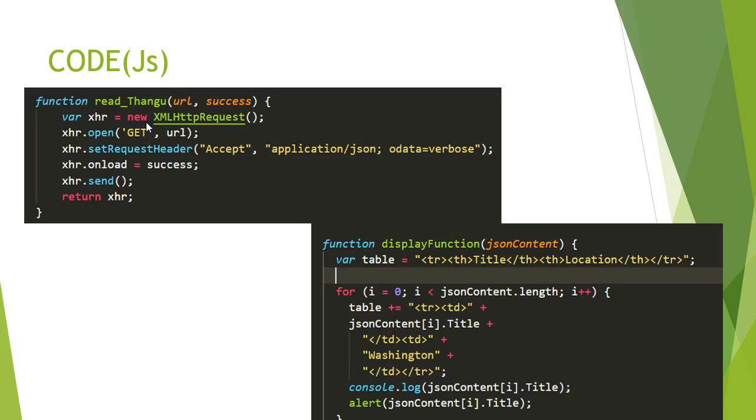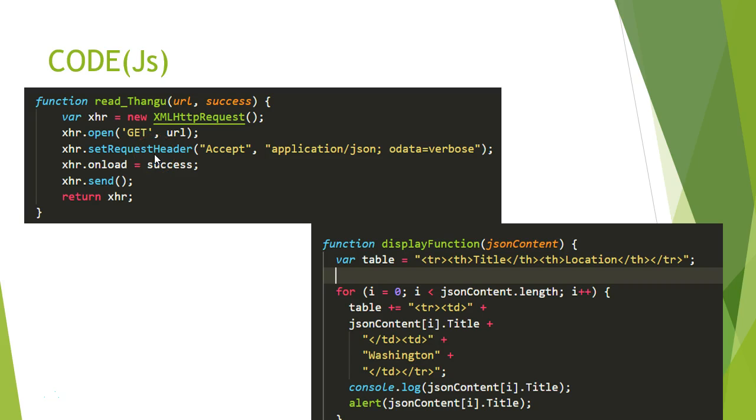Looking at the JavaScript code. So in the JavaScript code, we are going to create a new XML HTTP request. I am going to read the REST data. So if you already know REST, we have 4 types of requests: get, post, put, delete.